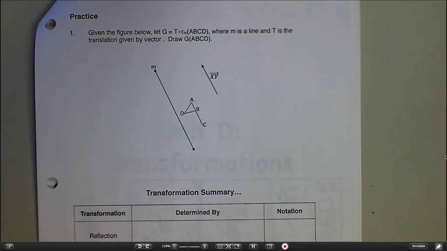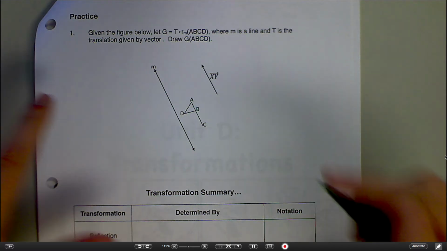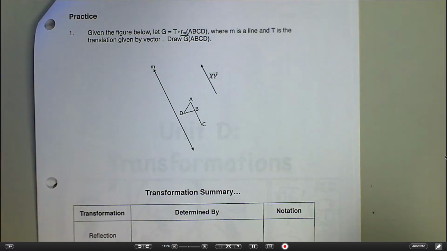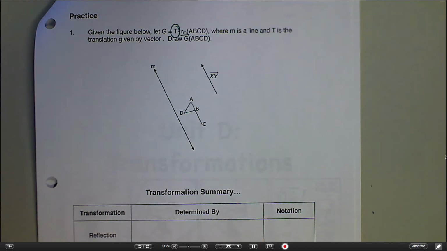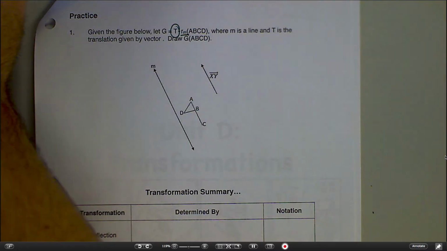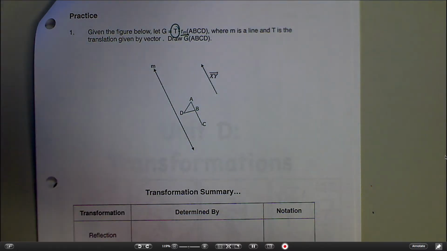If I look at the order up here at the top, hopefully you're starting to remember we're starting on the right side, so I'm going to do my reflection first. Then I'll come back and do my translation. So let's go ahead and do this. Now I'm going to be doing this with a mirror, which means I'm going to have to spin my paper a little bit.